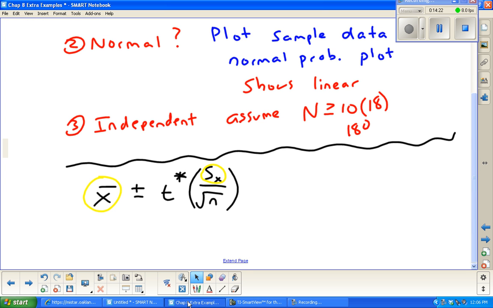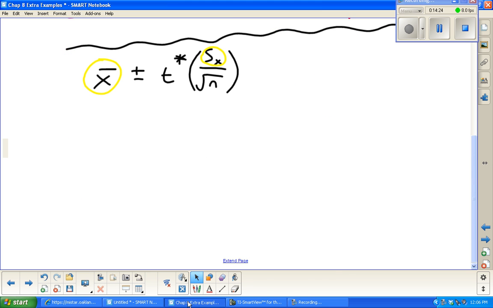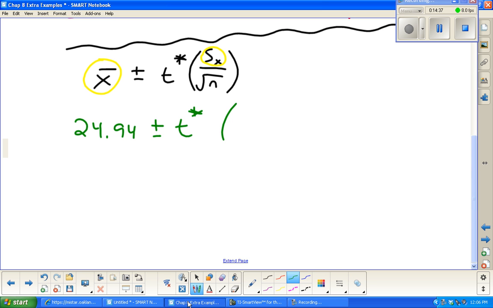We have, again, the sample mean, our point estimate, the best thing we have to use, 24.94. I'm going to round it a little bit, plus or minus. Let's get the t-star in a second here. The standard deviation again was 2.859 over root 18. Okay, so now the question becomes, what t-star?